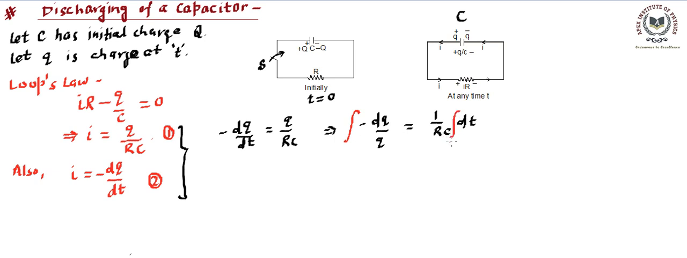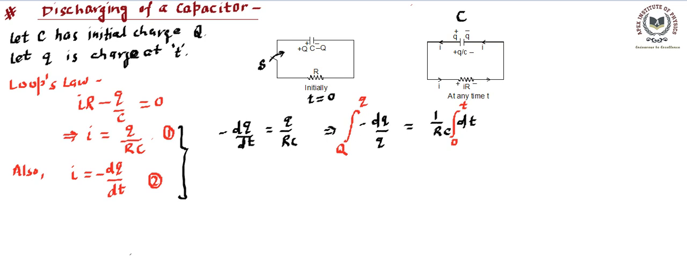Now the time has to run from 0 to t, because we started from 0 and at an instant t we are talking about this. Can you think of what the limits of the charge are going to be? From the initial charge to the charge at an instant. The charge at an instant is small q, and the initial charge is capital Q.